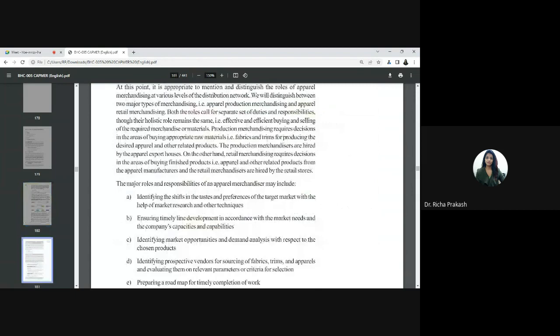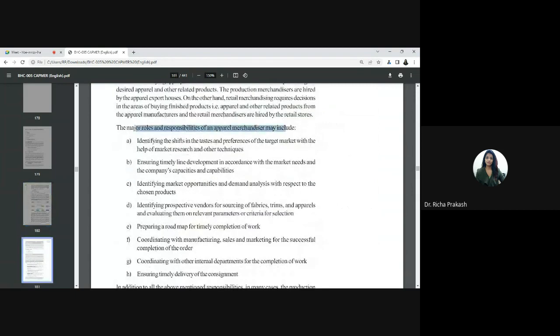So there are certain major roles and responsibilities of an apparel merchandiser, which a merchandiser must have. It's very important to have these qualities. Identifying the shifts in taste and preferences of the target market. We have already talked about positioning and targeting and the consumers and customers who are buying the product. So one has to know how the customers are changing, how their preferences are changing, how their choices are changing, how the taste is changing.